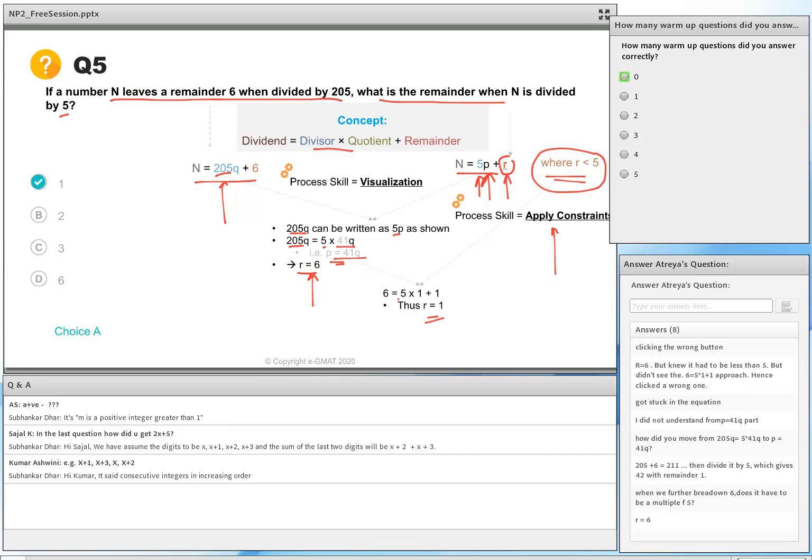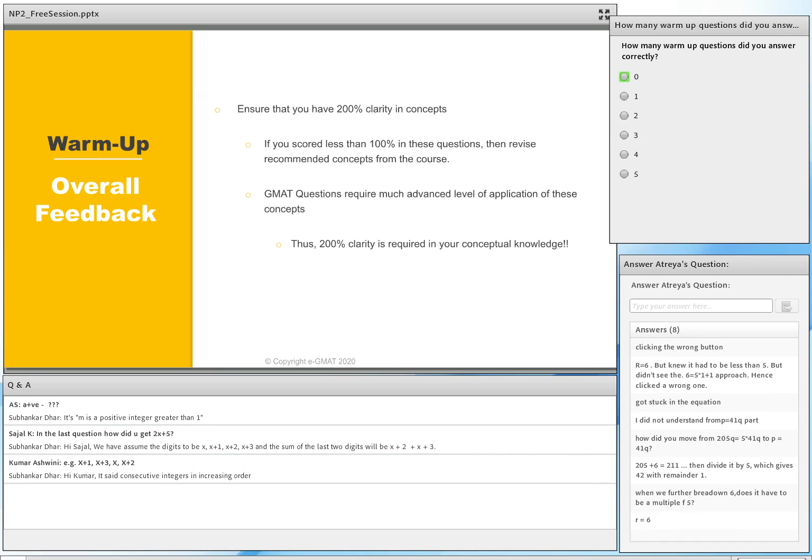So with that, let's discuss what we did in the warm-up section. In the warm-up section, we did 5 questions, and I kept on reiterating the same thing, that you have to ensure that your concepts are clear. So one very important thing that we would note here is, please ensure that your concepts are perfectly in place. If you got 5 questions correct, it's perfectly fine. But if you could not get them correct, we would recommend you go to your e-GMAT free trial and watch all the basic videos that are present in the trial to understand where you are going wrong.